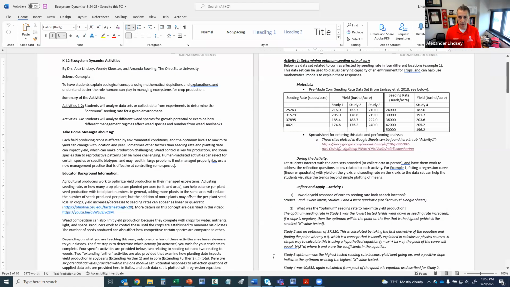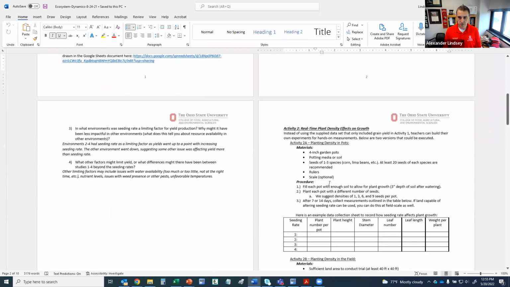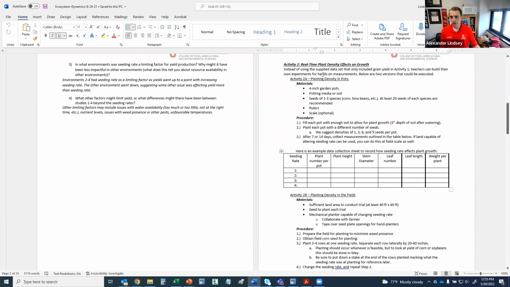If we return back to our document, we have some reflect and apply questions associated with activity 1. Activity 2 is a real-time plant density effect on plant growth. So you can grow different numbers of plants in a given area and see what the effects are on plant growth and development. You can seed 1, 3, 6, and 9 seeds per pot, looking at plant height, stem diameter, leaf number. How does having more plants present in a pot affect its growth and development?